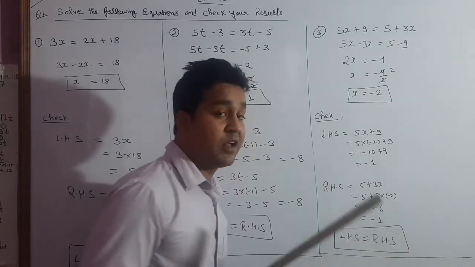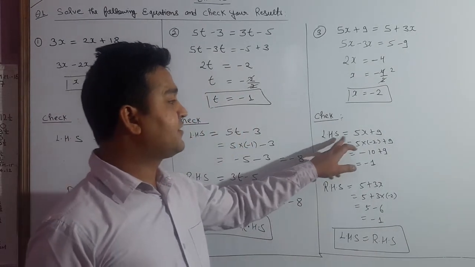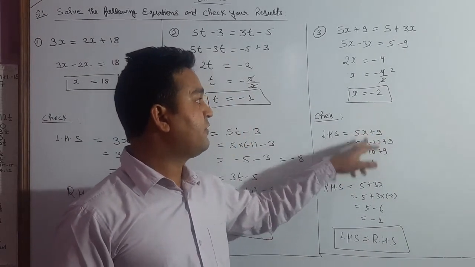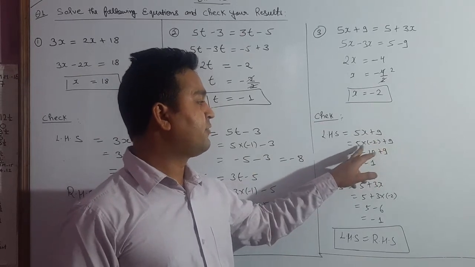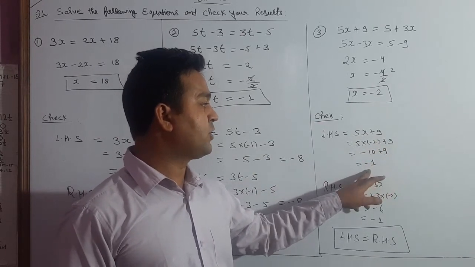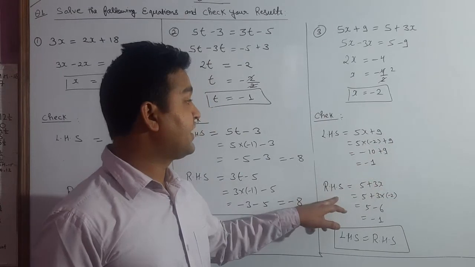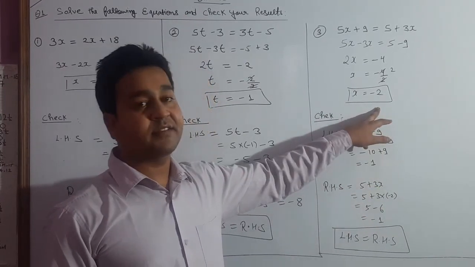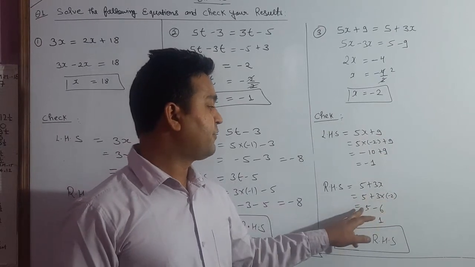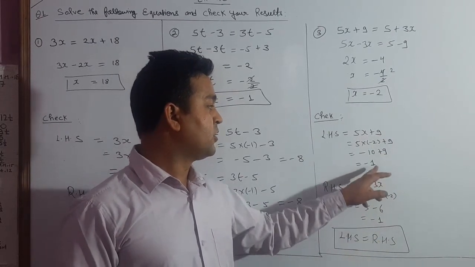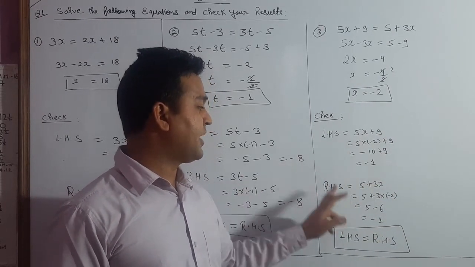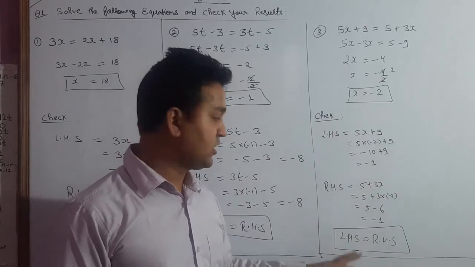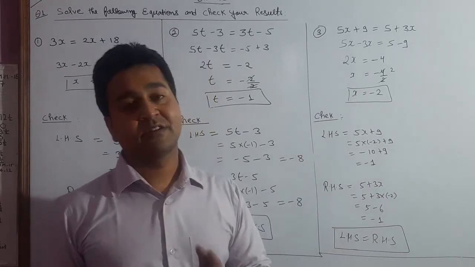Now you have to check whether your answer is right or wrong. The left hand side 5x plus 9, 5 into minus 2 plus 9, and 5 twos are 10, minus 10 plus 9 you get minus 1. The right hand side 5 plus 3x, 5 plus 3 into the value of x here, minus 2, just put it here, then 5 minus 6 you get minus 1. Left hand side minus 1, right hand side minus 1, both are equal to each other. It means that your answer is right.